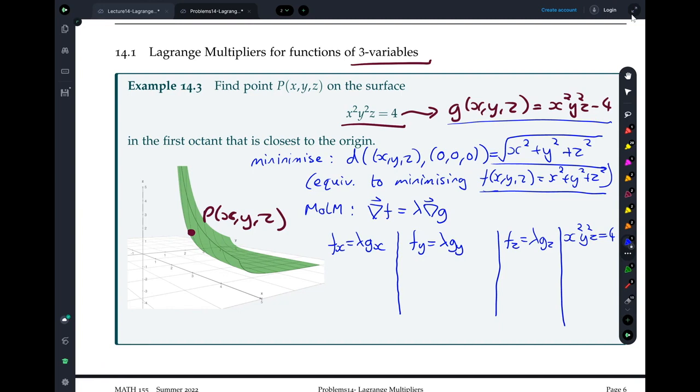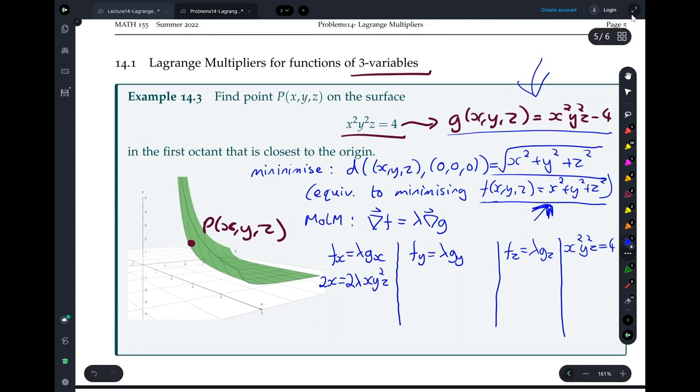So partial of f with respect to x. Remember, this is our f up here. So partial of f with respect to x is what? 2x, yeah, is equal to lambda times our partial of g with respect to x. What's that going to be? This is our g up here. Yep. So we have a lambda. I'm actually going to bring the 2 out the front, just to make it a little bit neater. 2 times lambda times x y squared z.